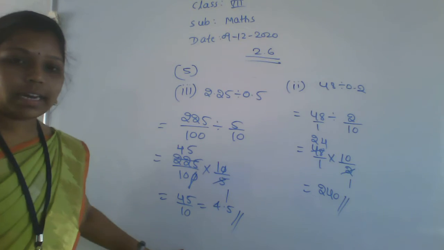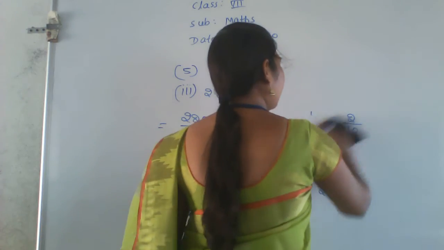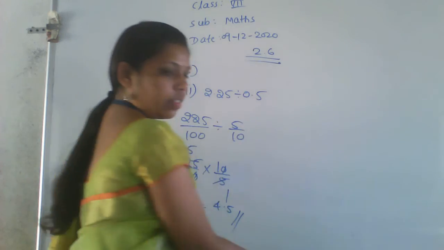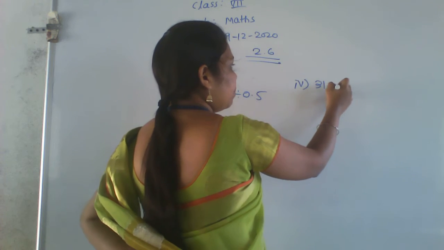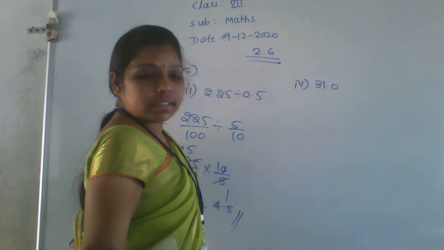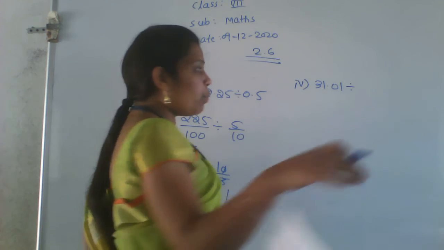Like this we have to do the division. Next one, another one I do. Fourth one: 31.01 divided by 0.07.